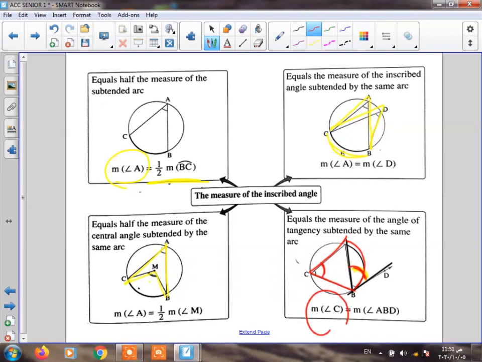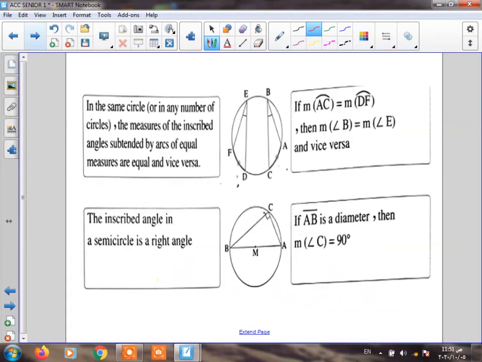So the measure of angle C, which is inscribed, equals the measure of angle ABD, which is the angle of tangency. Here, by logic, if the measure of the arc equals the measure of the arc, the two inscribed angles will be equal to each other. And this idea is very important.